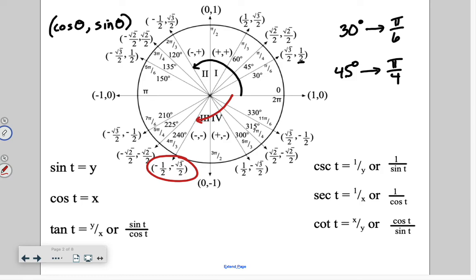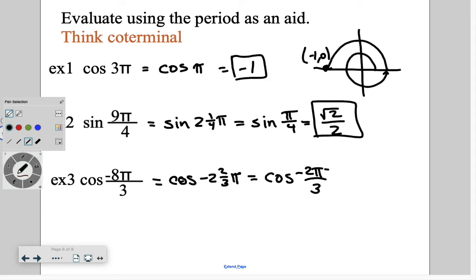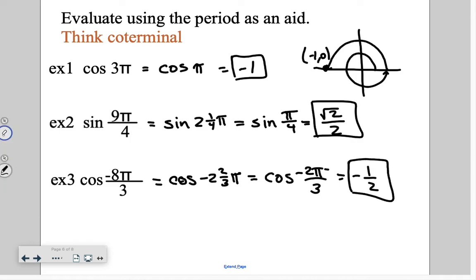What's the cosine? Ultimately, the whole point of this is you're trying to figure out, where do I end up on this unit circle and how many times have I gone around? Okay? Where's my landing spot and what's the sine or cosine of that landing spot? Okay? That's what you're taking a look at. So, this ends up being negative 1/2. Okay? That's a negative 1/2.